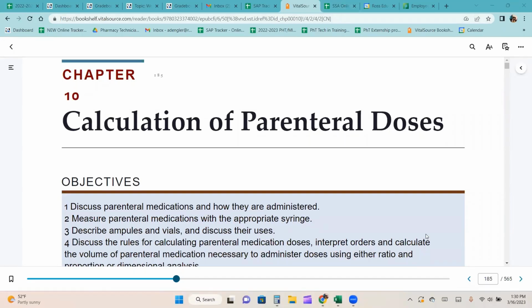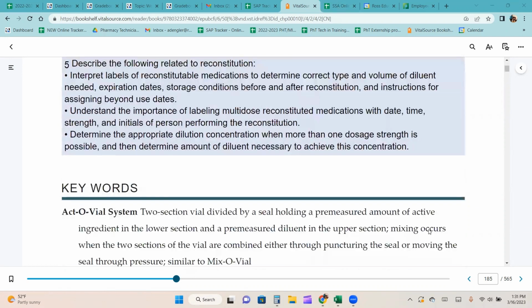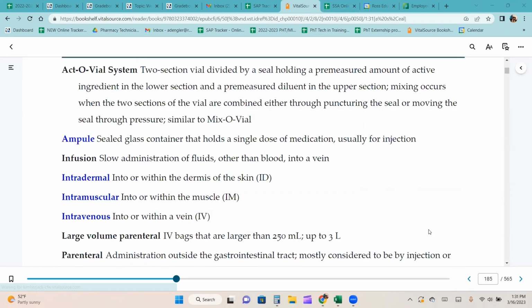Chapter 10, Calculation of Parenteral Doses. So we'll just go over some of these key terms here.